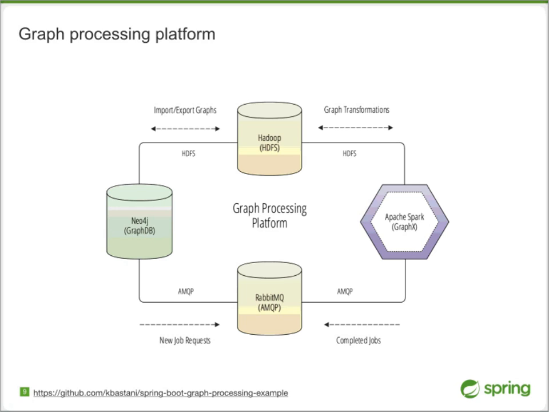So after the analysis service has completed execution of a job, it sends a message to RabbitMQ that will be received by a listener on Neo4j. The message will contain a path on HDFS of the resulting graph that was saved by the analysis service. Neo4j will then import the results from HDFS back into the database without interrupting or impacting transactions that are being made by other database clients.